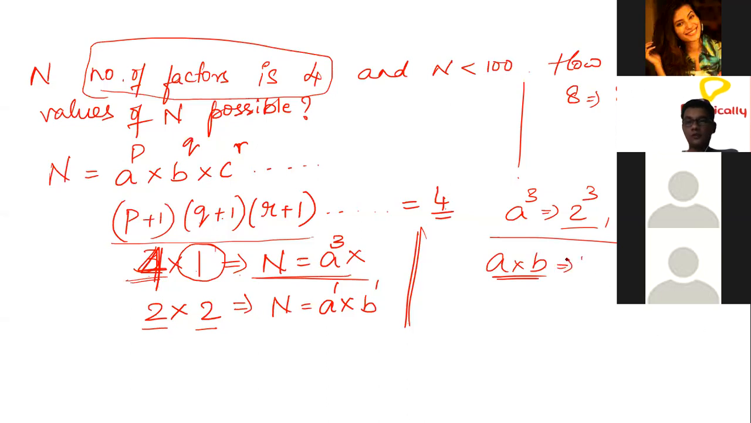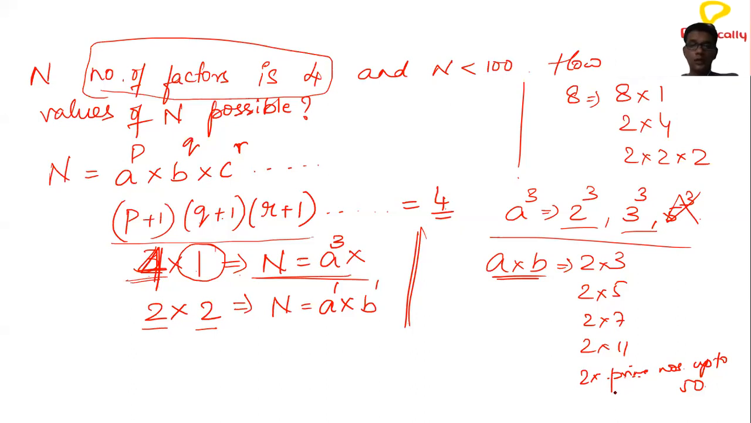Can I have 2 into 3? 2 into 5? 2 into 7? 2 into 11? Basically 2 into all the prime numbers up to 50. Do you know why up to 50?